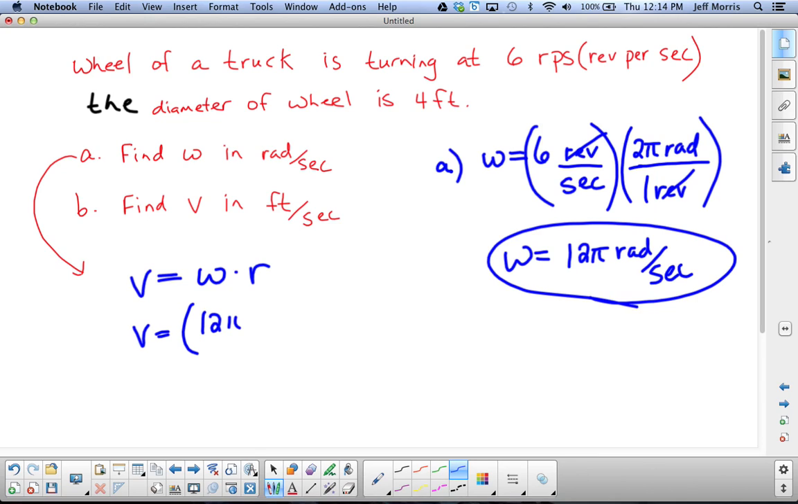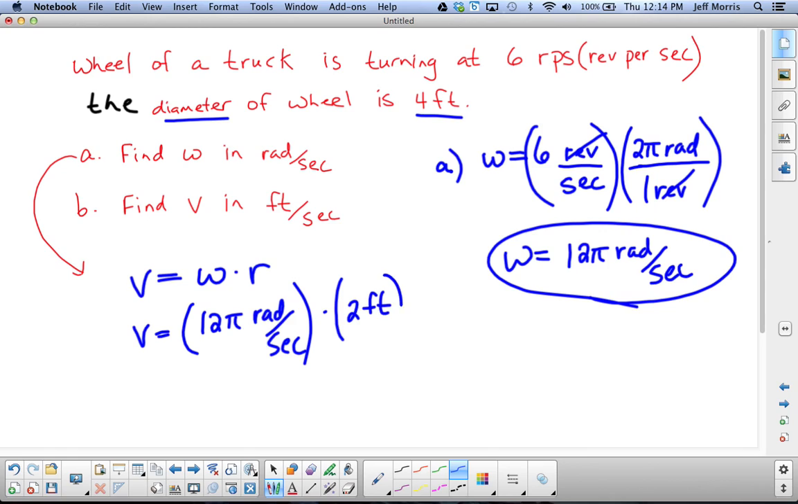12 pi. This is the thing: linear velocity only works when angular velocity is in radians. It doesn't work in degrees. It doesn't work in rotations. That's why you got to do conversions. So it's radians per what? Second. What's the radius? 2. Very good. How'd you know the radius is 2? Because I gave diameter. It's half the diameter. So that's going to be 2 feet.